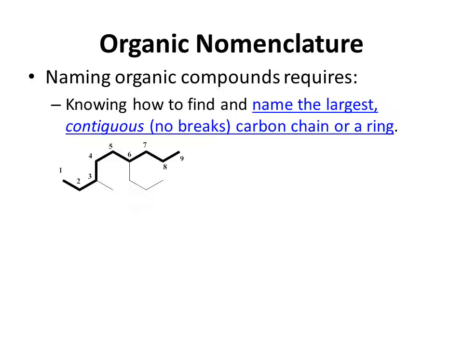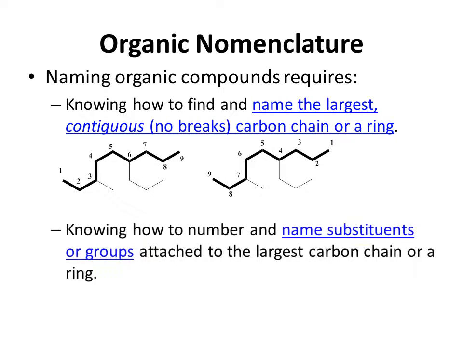Now that can either be numbered from left to right or from right to left. Next, you need to know which direction to number the chain. So how to number and name the substituents or groups attached to the largest carbon chain is another skill that you have to have.